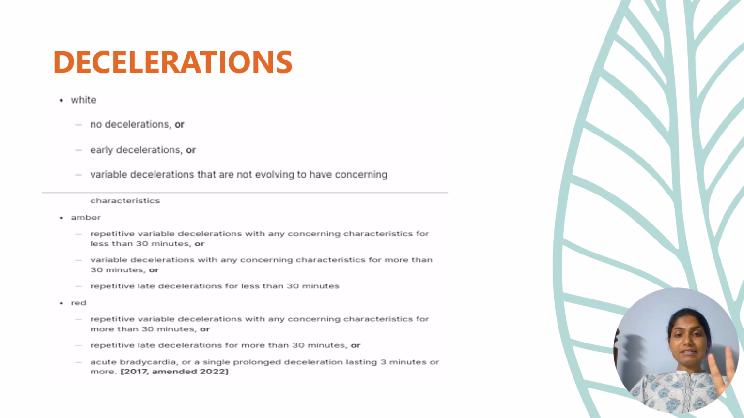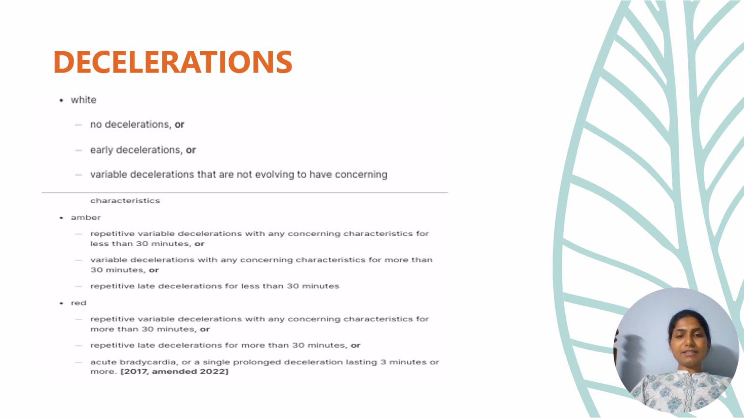So these are the four concerning characteristics. If they are not present, it belongs to white. And what is amber? If there is repeated variable deceleration. So variable decelerations lasting for more than 50% of the uterine contractions with any of the concerning characteristics for less than 30 minutes. These time periods are very important for our analysis. And variable decelerations with any concerning characteristics for more than 30 minutes, and repetitive late decelerations for less than 30 minutes. So either of these belong to amber.